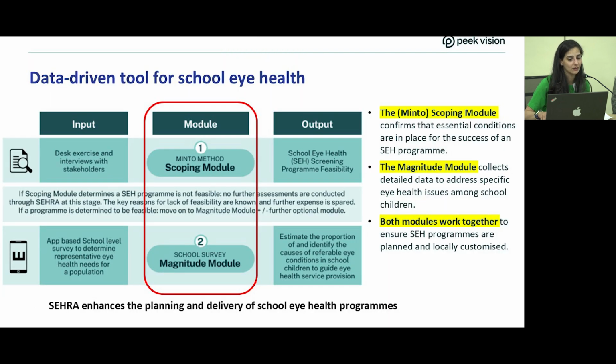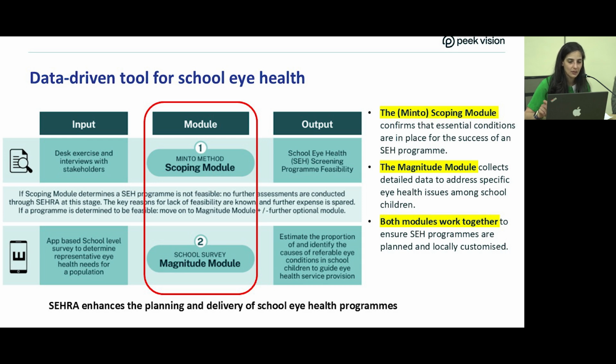It's a data-driven tool for school eye health. What it does is enhance the planning and delivery of a school eye health program. There are 2 components. There's the scoping module, called the Minto module, named after Hassan Minto, a pioneer of school eye health, if any of you have been around long enough. He was also my mentor, my guide, who passed away during COVID. So this module is named after him.